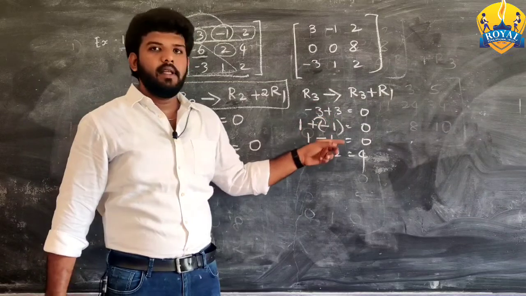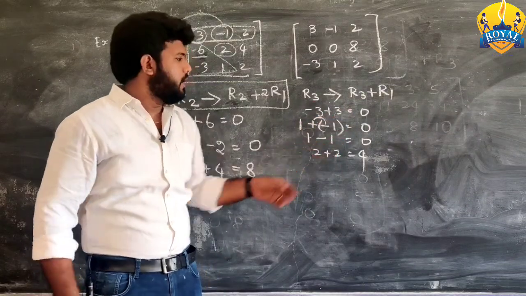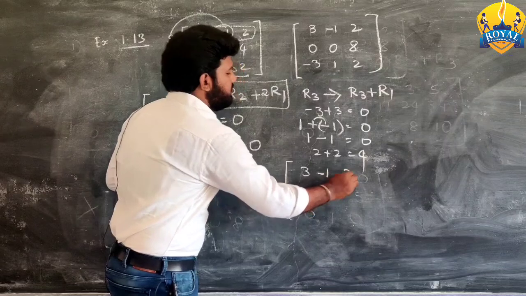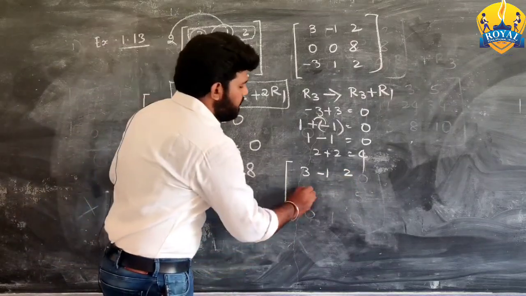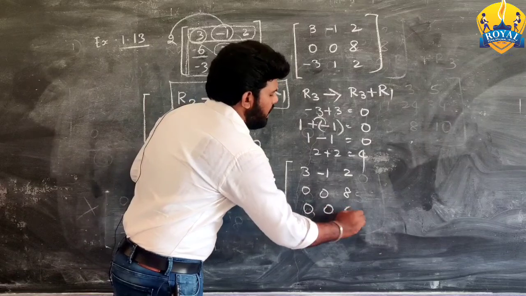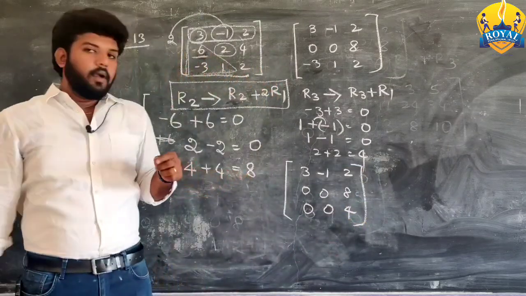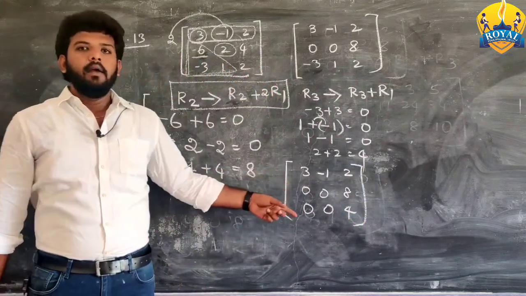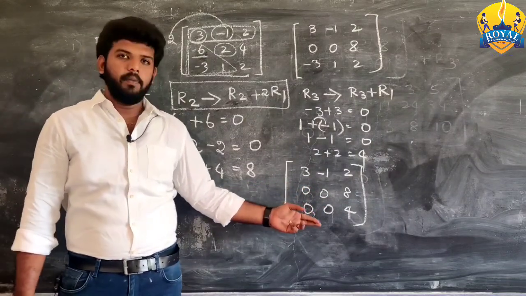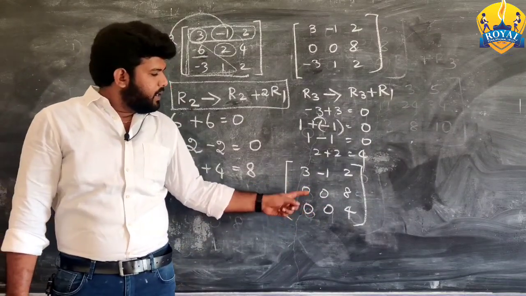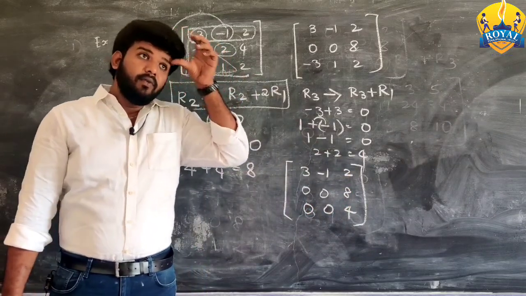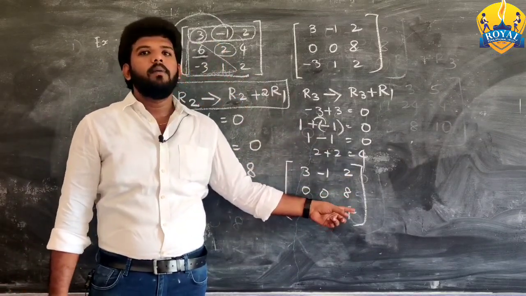Now I have changed the third row. I am going to write it in matrix form. The first row will be written in the same form, the second row in the same form, and the third row will become 0, 0 and 4. Again I should see whether I can reduce anything to 0. Look here, this is 0. Can this 4 and 8 become 0? How can we make them 0?